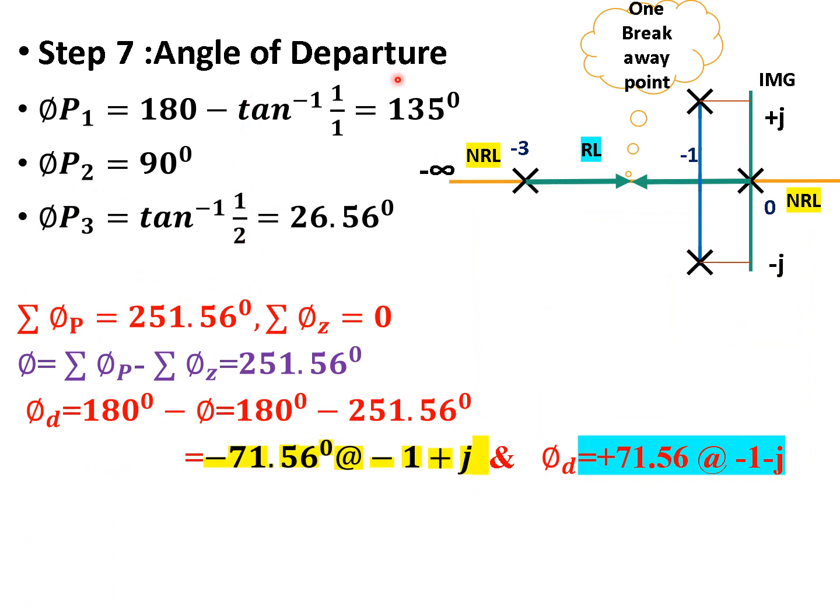Step 7, angle of departure. To find the angle of departure, first we draw all the lines from the poles to this point, that is the complex conjugate pole -1 plus j. The first line we draw makes an angle phi p1. The second line, when we draw to this pole, makes an angle phi p2. The third line, when we draw, makes an angle phi p3.